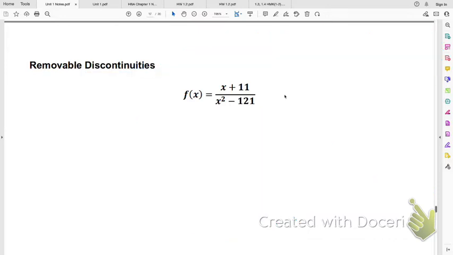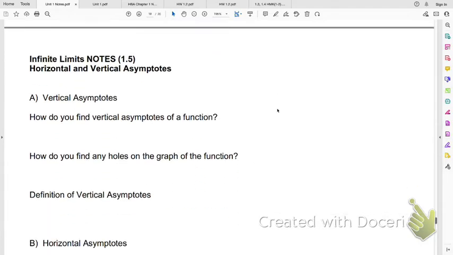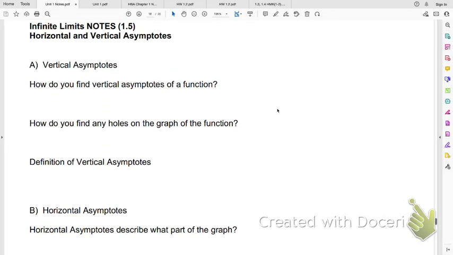So now we're all caught up, and that removable discontinuities, which I really feel like I can't say without saying it wrong. It just comes out wrong when I keep talking. I know. It just sounds funny.